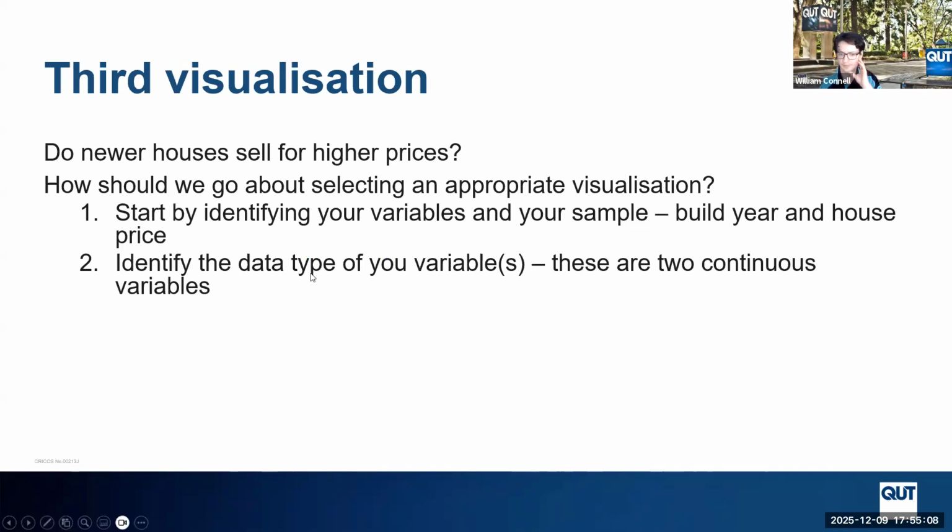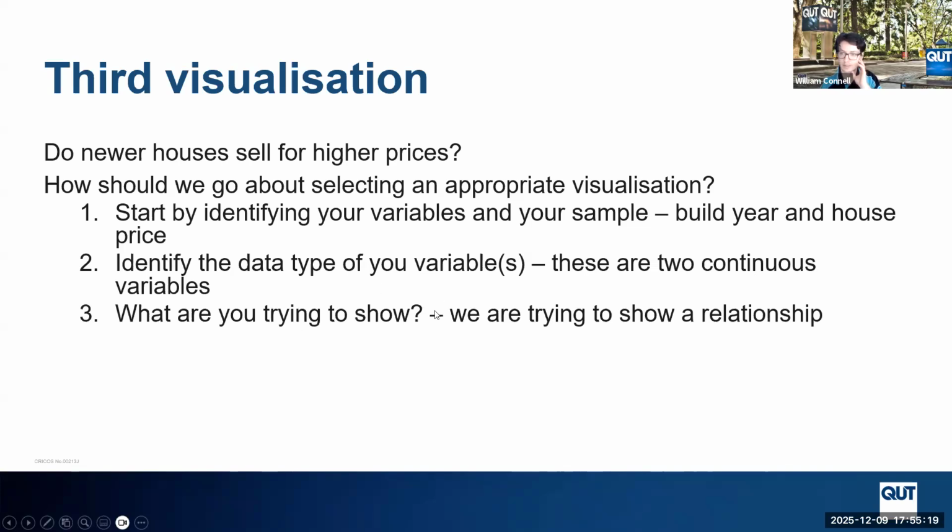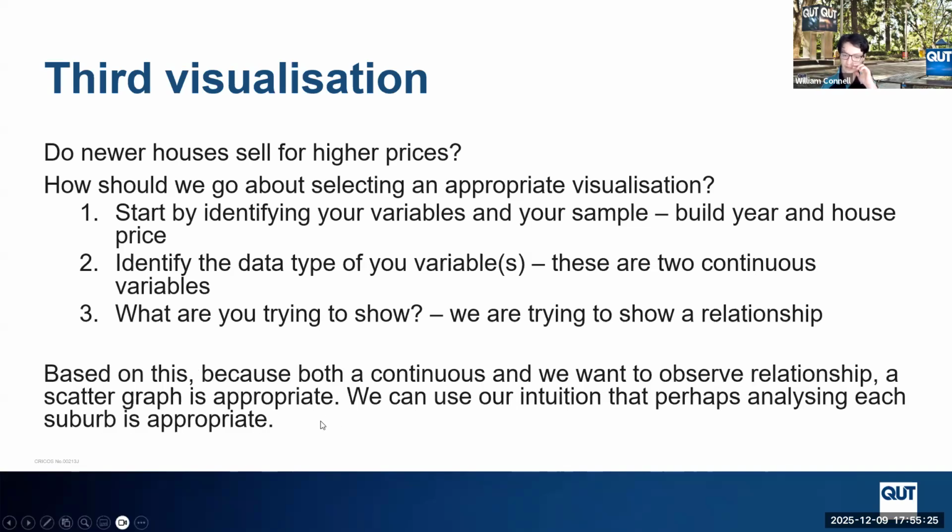Identify the data types of our variables. In this case, we're dealing with two continuous variables. And what are we trying to show? Well, once more, we're trying to show a relationship. Based on this, because both of these are continuous and we're trying to show a relationship similar to our first question, we can show a scatter graph. It seems as though maybe it's worthwhile breaking up our analysis by suburb. That seems to be a bit of a theme. Maybe we'll be able to learn something doing this. So let's give that a go.